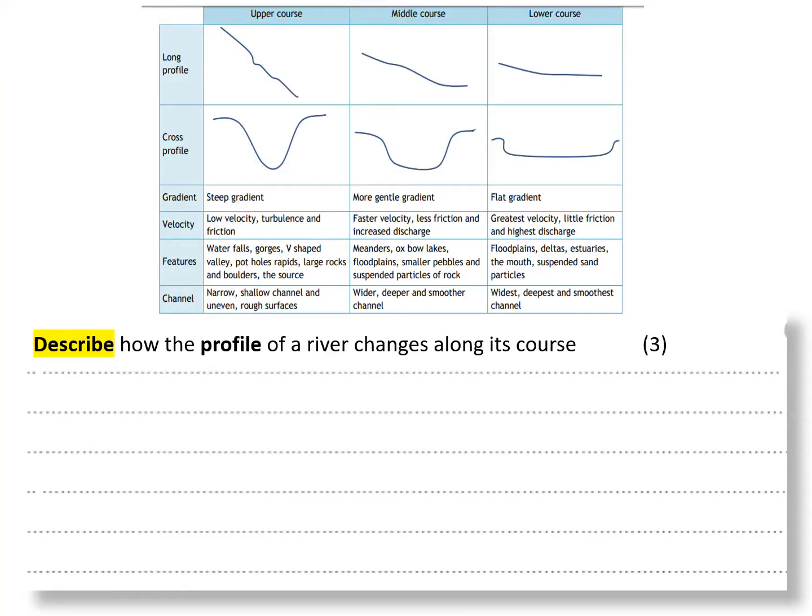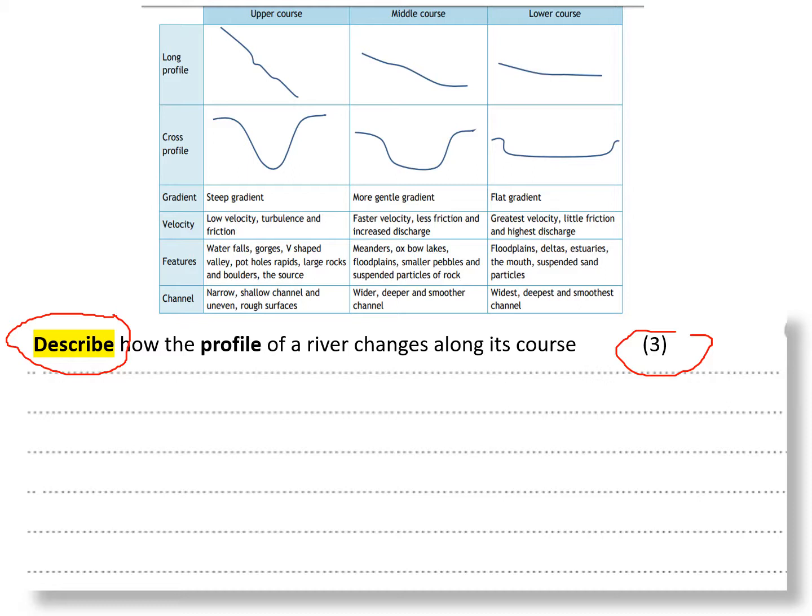So using your diagrams or the diagram provided here, I would like you to describe how the profile, by which we mean the long profile which we drew, how does it change along its course? This kind of question is a 3-mark question, but because it is a describe question, we do not need to see the word because. There is no explanation required. You are just simply stating the characteristics.